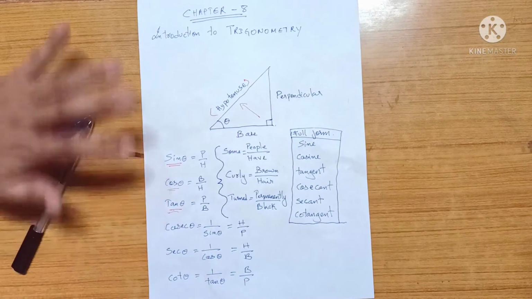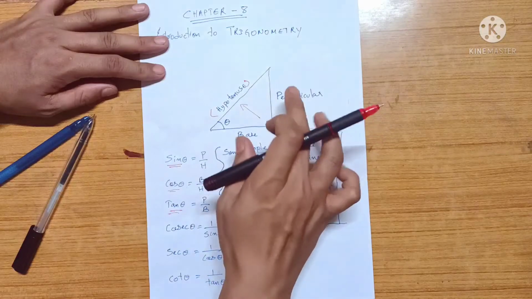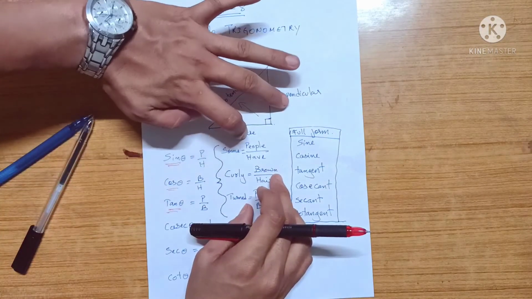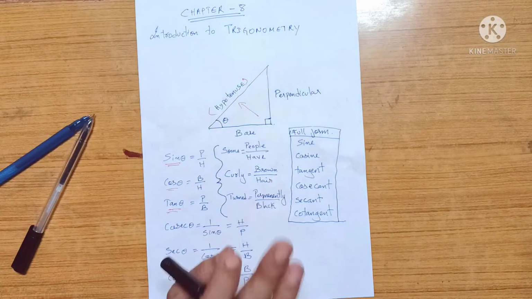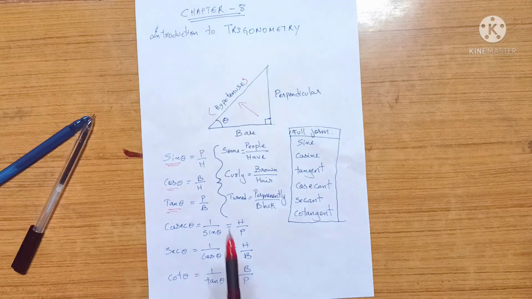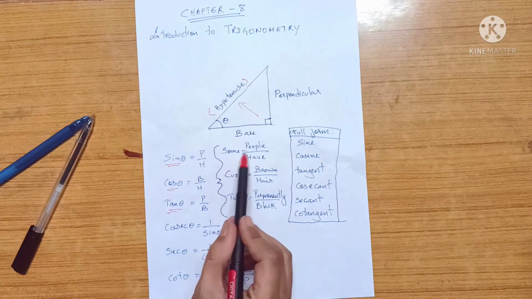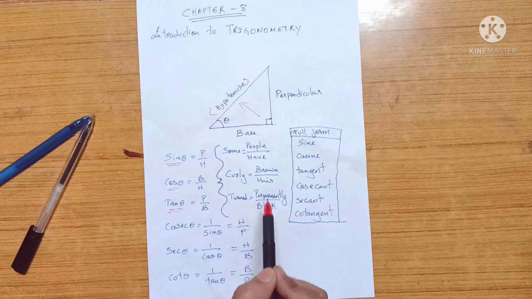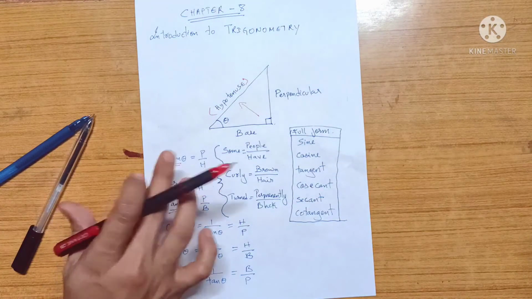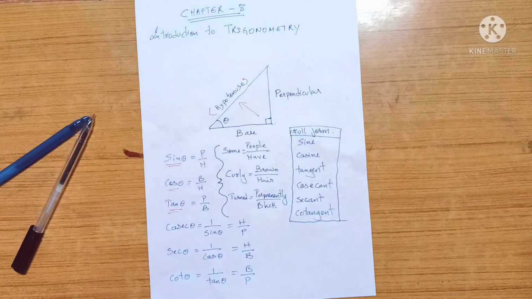So these three are the main three. Sine is the ratio between this and this, cos is the ratio between this and this, and tan is the ratio between this and this. That's the main three for the time being. And to remember these three formulas, you just have to memorize this wording: Some people have curly brown hair turned permanently black. If you don't want to memorize it like this, sine is perpendicular by hypotenuse, cos is base by hypotenuse, tan is perpendicular by base, you can do so. It doesn't matter how you memorize, it's your own wish.